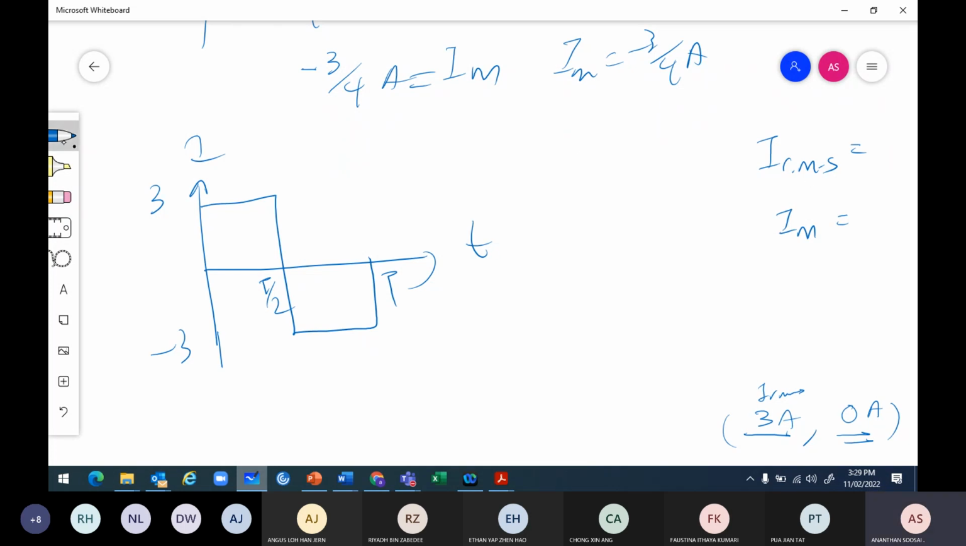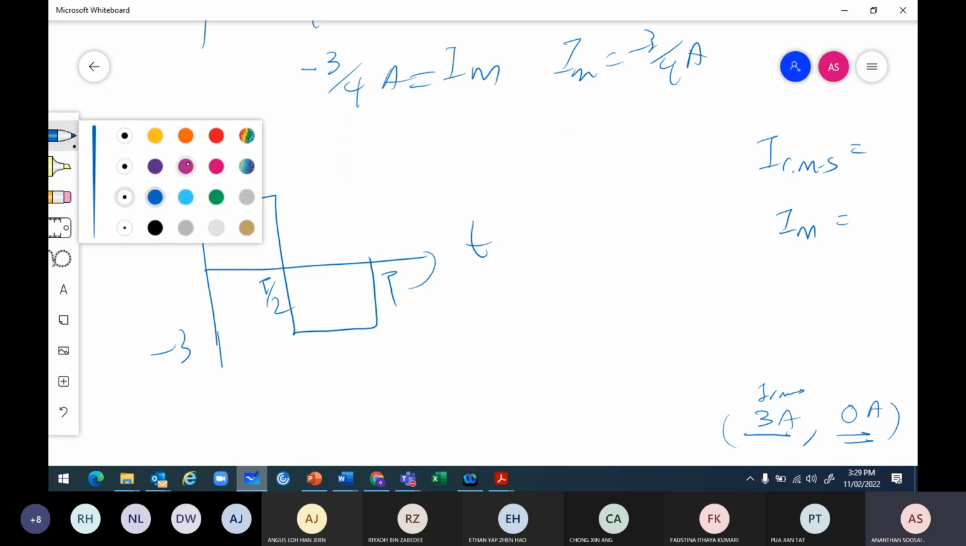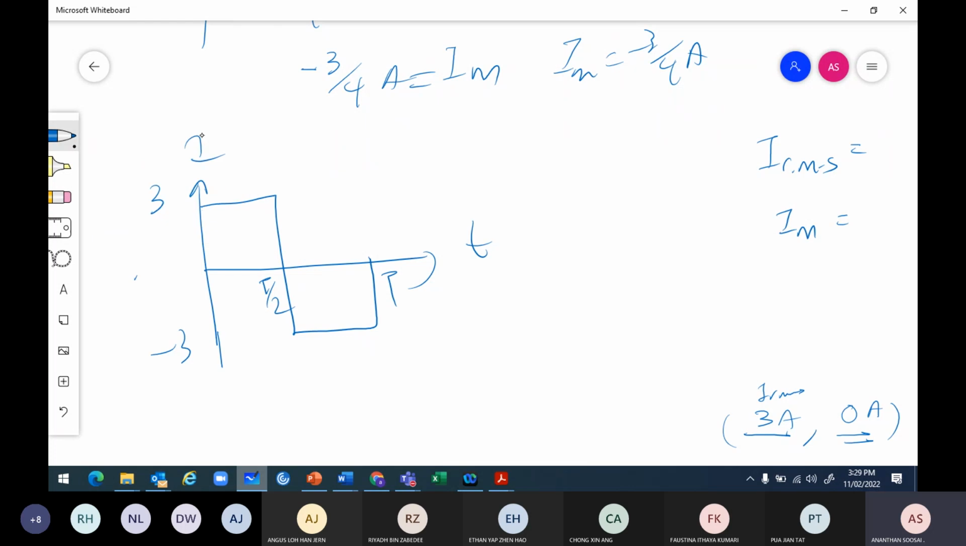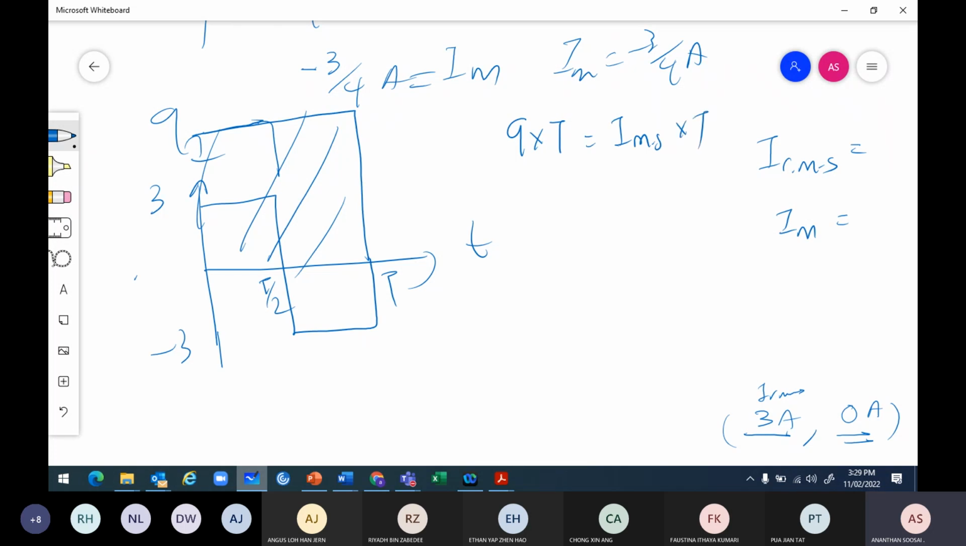So for RMS, what do you do? Square the graph. So 3 becomes 9, and all become 9. So 9 times period equals I mean squared times the period. So I mean squared is actually 9. Root it, root mean squared, you get root of 9, so it's 3, of course. So IRMS is 3 for this AC.